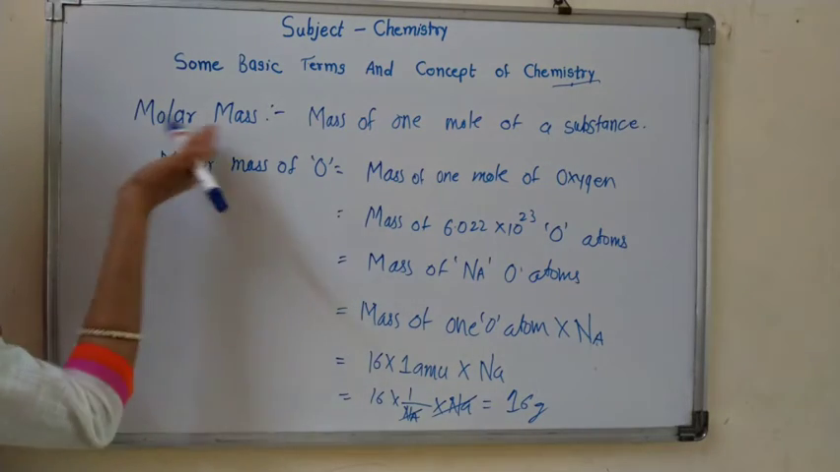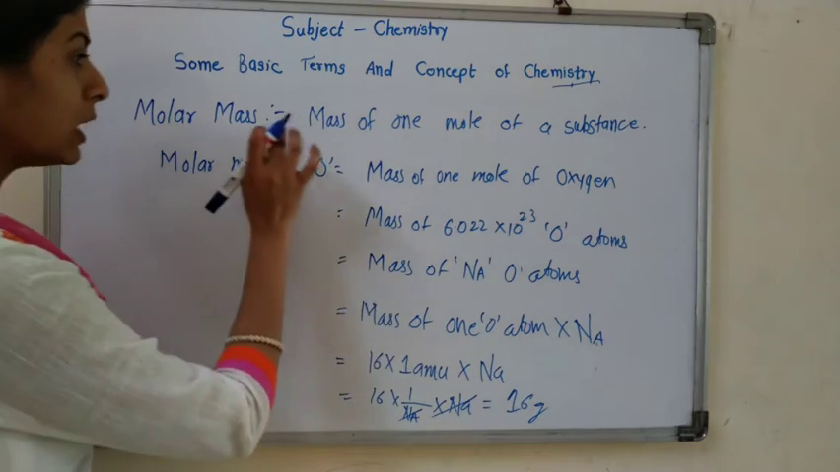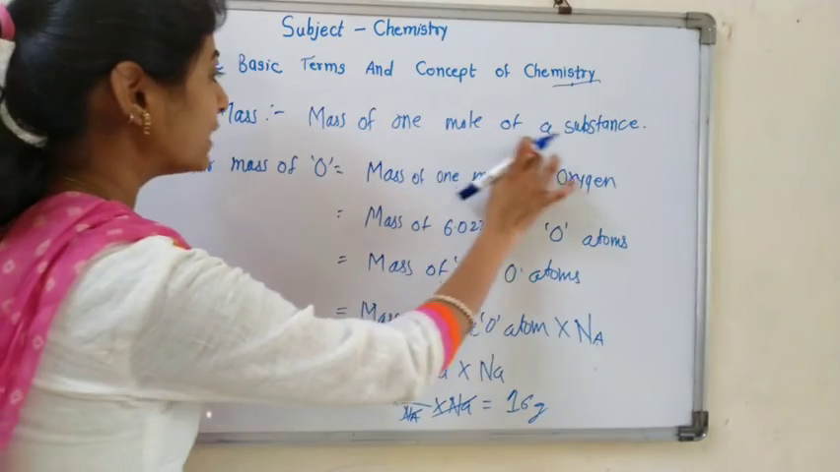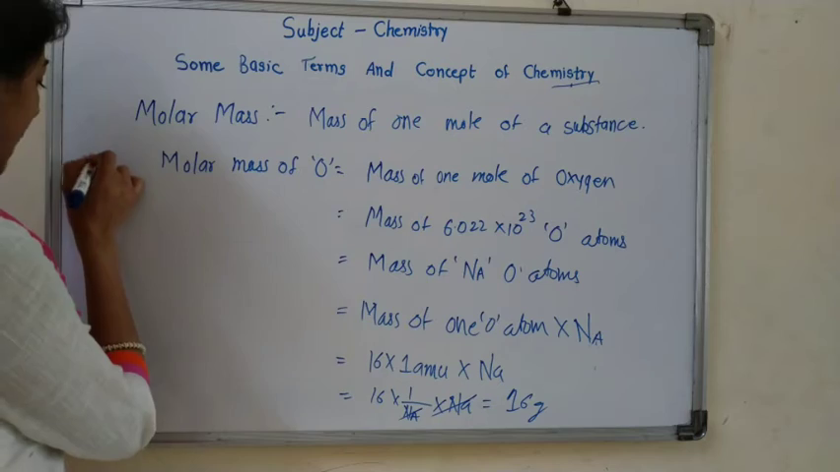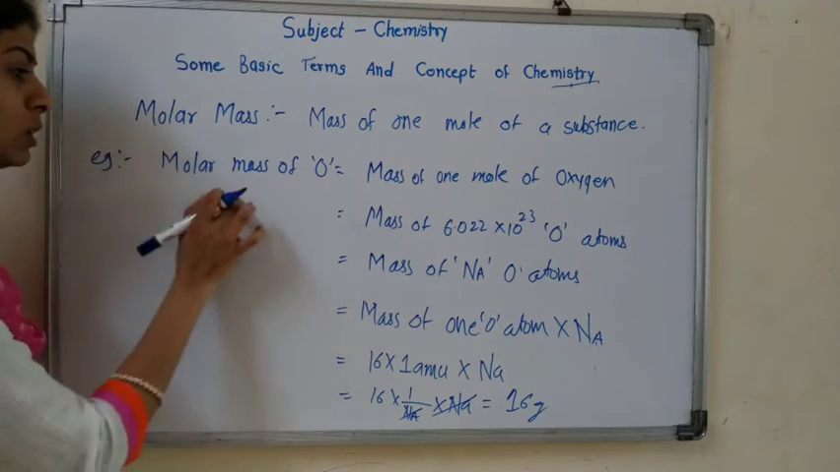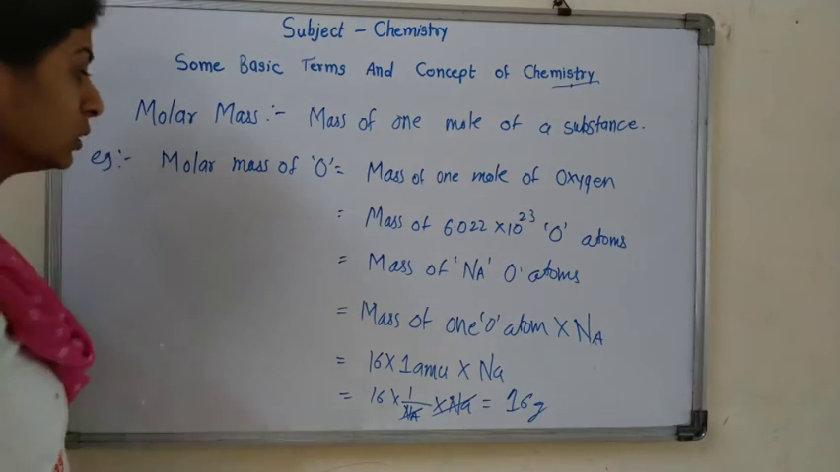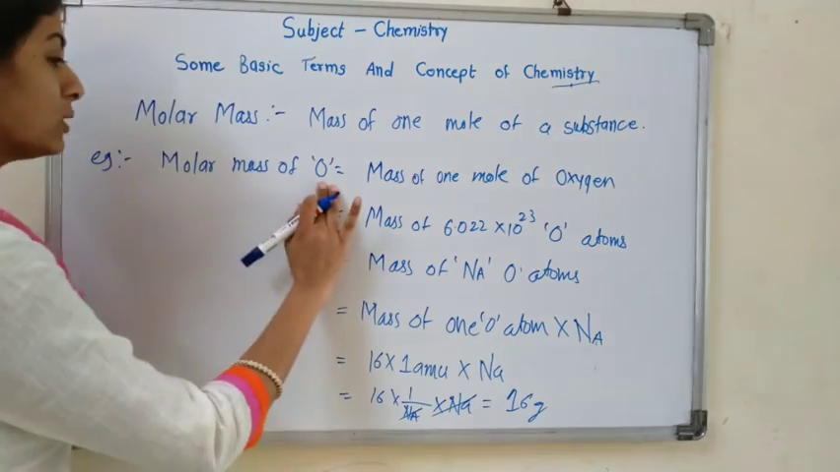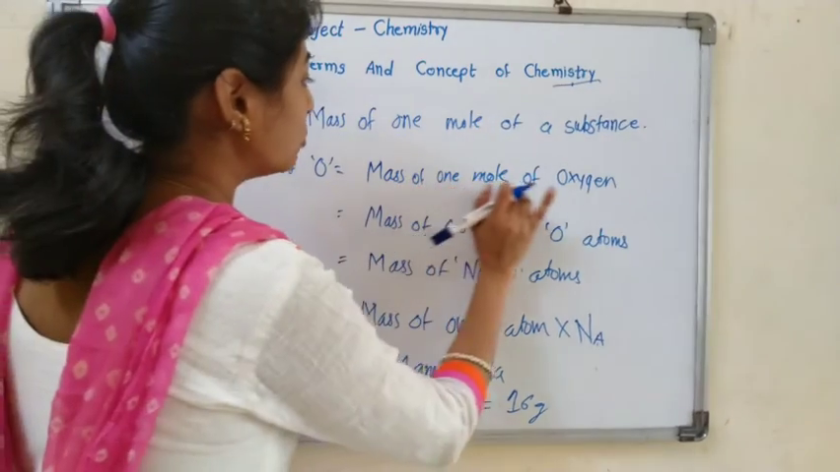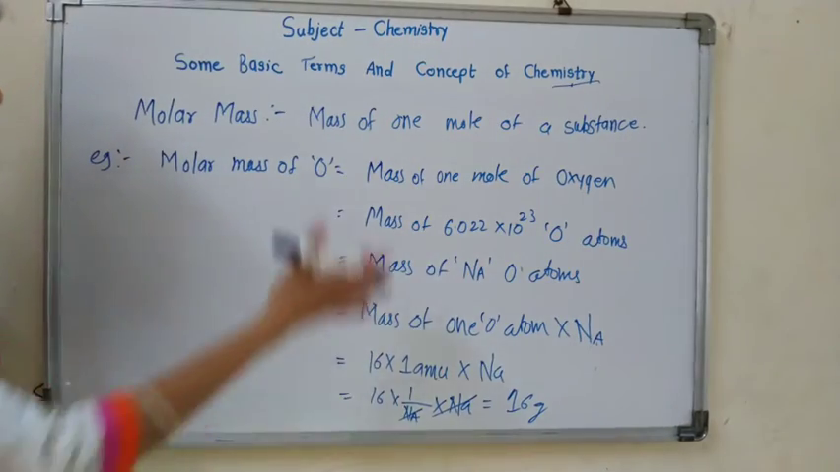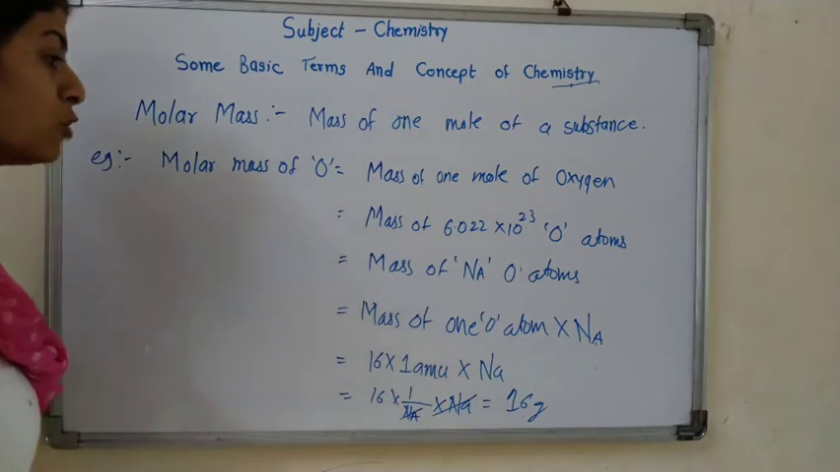Now, let's see molar mass in detail. What is meant by molar mass? It is nothing but the mass of 1 mole of a substance. For example, molar mass of oxygen. We have to calculate the molar mass of oxygen. What we have to do? Mass of 1 mole of oxygen. Now, what is the mass of 1 mole of oxygen?